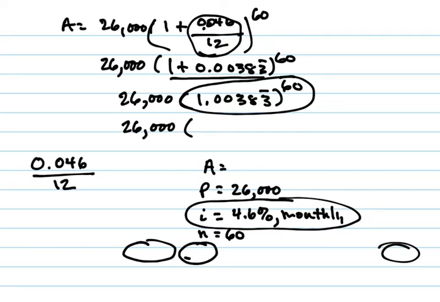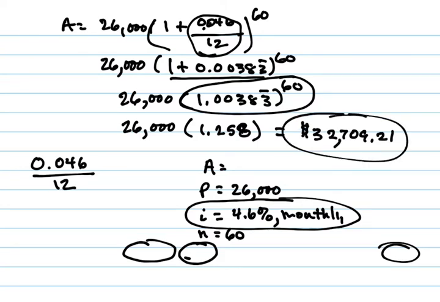I don't have any idea. Anybody have that in your calculator? 1.258. Okay. And then we just multiply that times our 26,000, which gives us $32,709.21, rounded to the nearest cent.